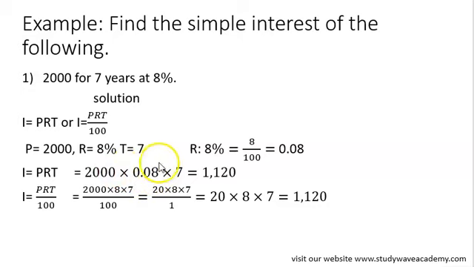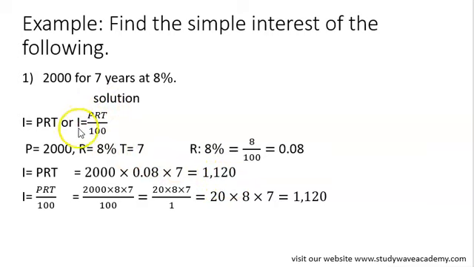I know most of us will be wondering how we got 0.08. We changed it into a decimal by dividing 8 over 100, because the 100 here stands for the percentage, and we got this. So we put in our rate, 0.08, times 7, and if you calculate it, it will give us 1,120. So our answer for question number one is 1,120.